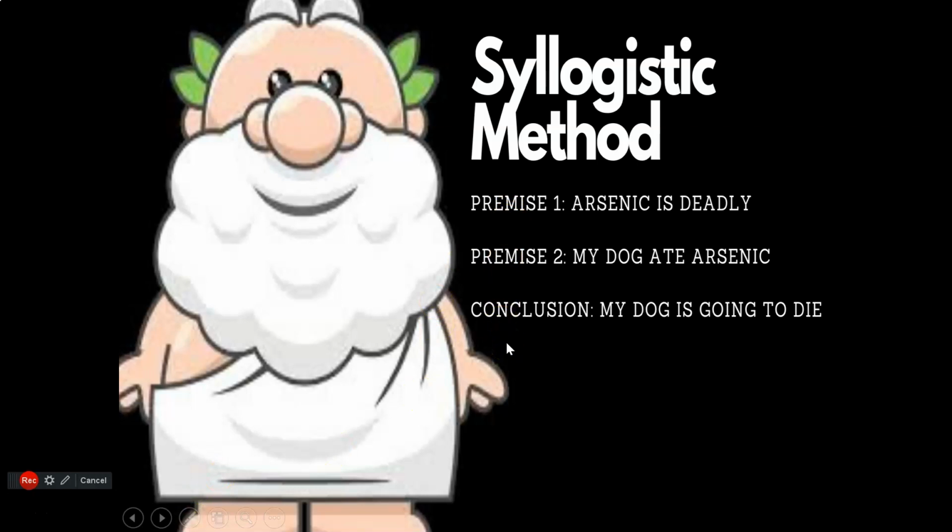It's very mathematical. It's very computative. So a basic syllogism is when you proceed from premise, premise to conclusion. So premise 1, I could say arsenic is deadly. Premise 2, I could say my dog ate arsenic. Therefore, you naturally conclude my dog is going to die.